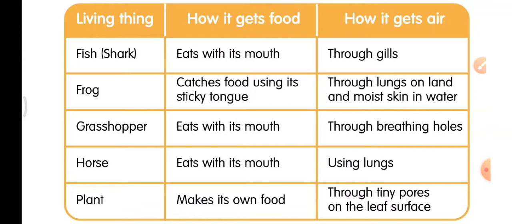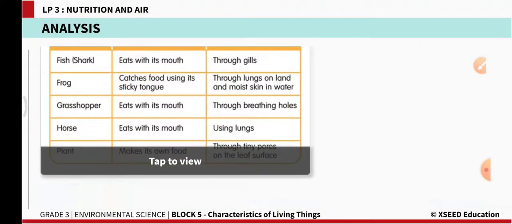Now the next living thing is horse. How does horse get its food? Horse eats with its mouth and gets air using lungs. Right, students? Let's move further. The last living thing in this column is the plant. How does it get its food? Plants make their own food. How do they get the air? They get air through tiny pores on the leaf surface, right?